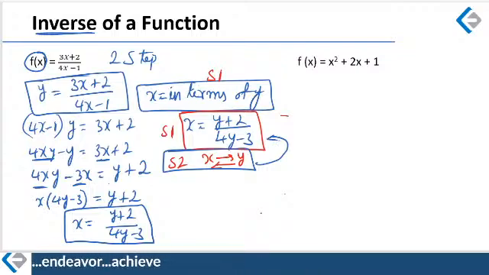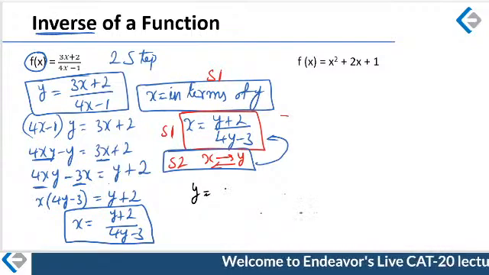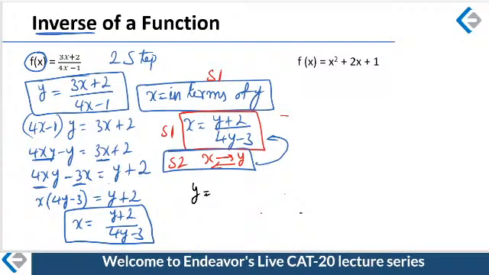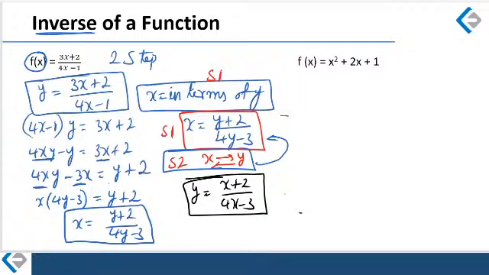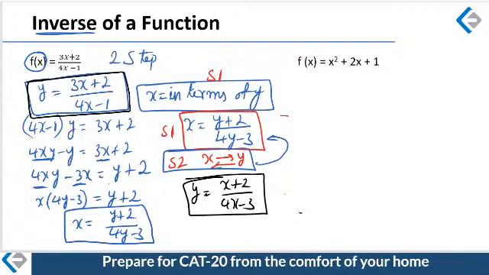Now if I do that, what do I get here? In place of x, I will write y, and in place of y, I write x. Therefore, I write this as x plus 2 divided by 4x minus 3. Replace. Done. Now this is the final answer, the inverse of the given function. The given function was 3x plus 2 divided by 4x minus 1. Therefore, the inverse of the given function is x plus 2 divided by 4x minus 3.